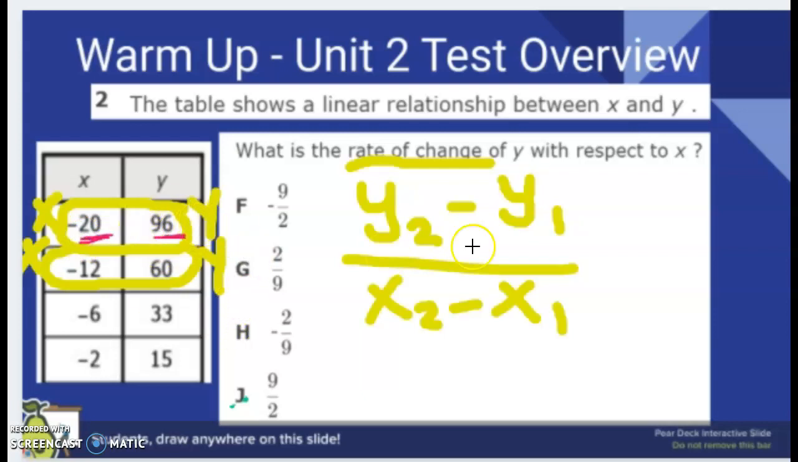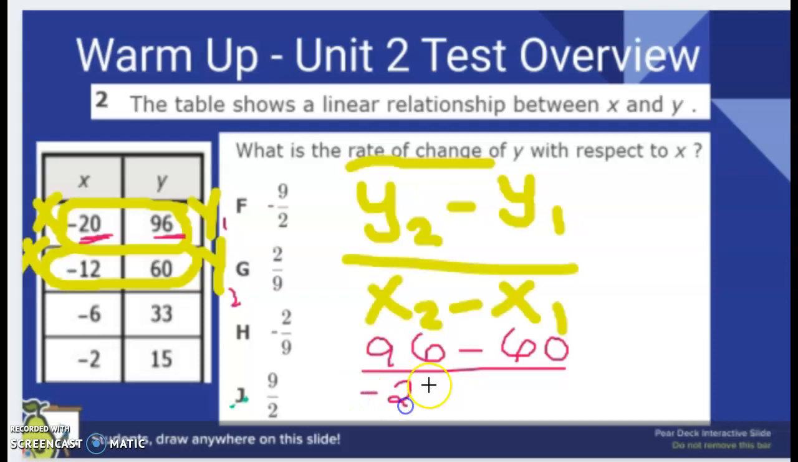Okay, so I'm going to start with the top y just because I see it first. So I'm going to say 96 minus 60, because those are both my y values. You could label y1 and y2 if you want. Over, because I started with 96, I have to start with negative 20 on the bottom. Negative 20 minus, because my formula tells me to subtract, a negative 12. Notice how I did double negative right here because the number I'm plugging in is a negative. So this would change to a plus sign.